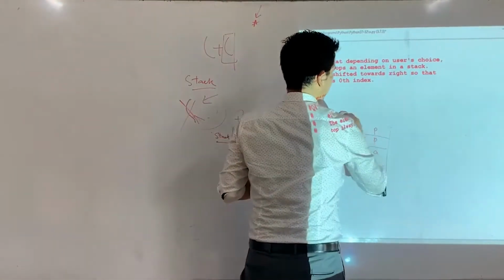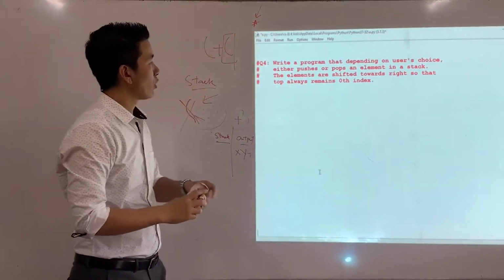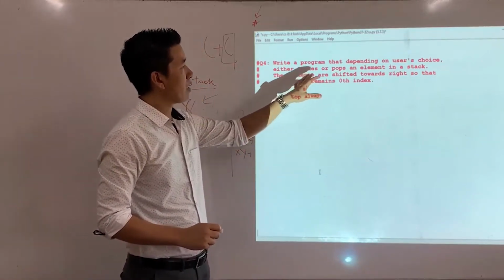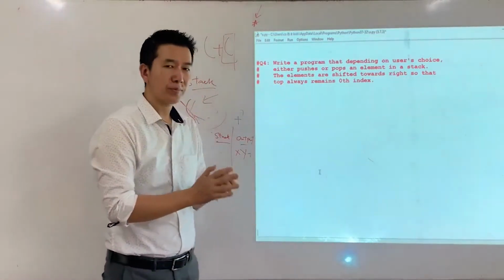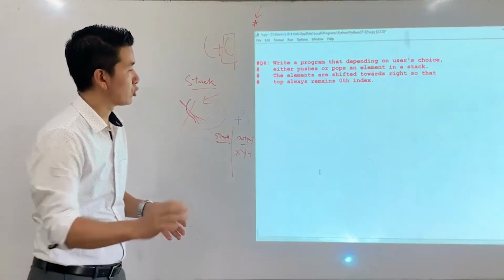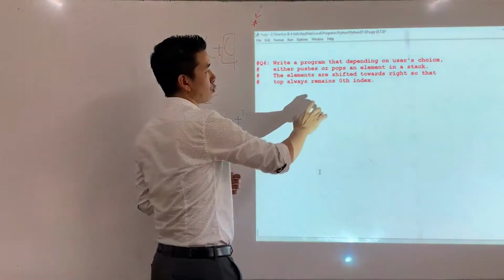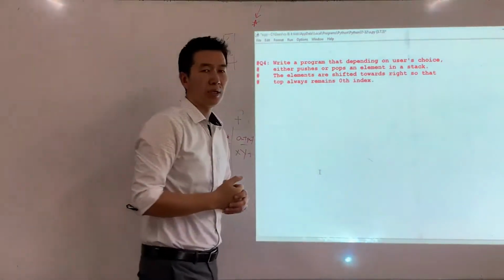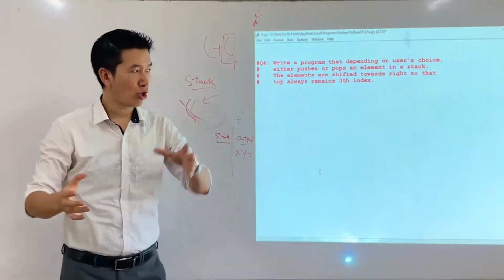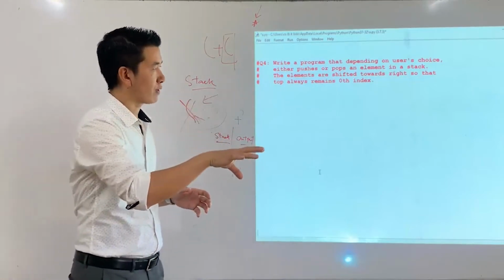Now the next question says: write a program that, depending on the user's choice, either pushes or pops an element in a stack. The elements are shifted towards the right. This question is a little strange, but we have no choice but to try to solve it. But the thing is, we'll not have the user's choice. You know how to write the main menu, and then through the function call and the function definition, you could do that. But we'll just boil down to the crux of the matter.